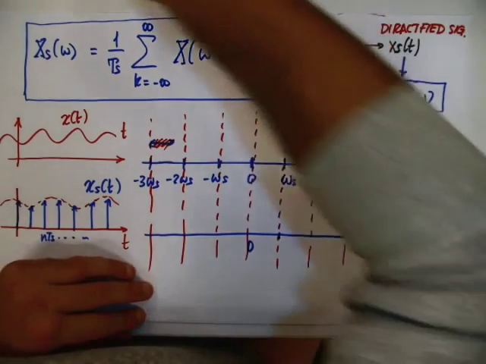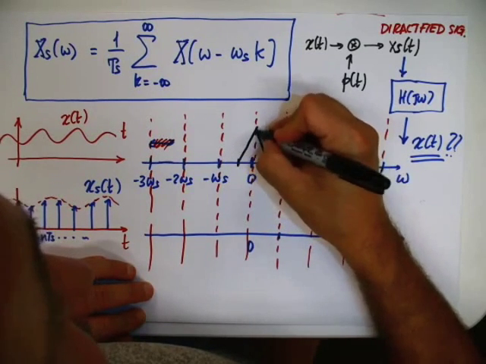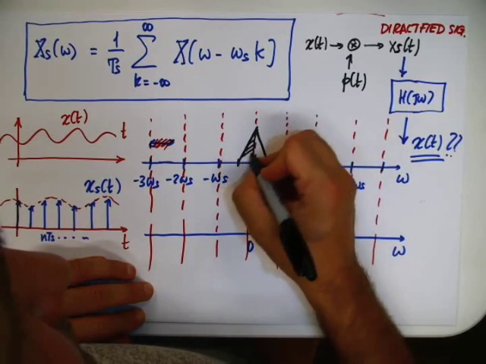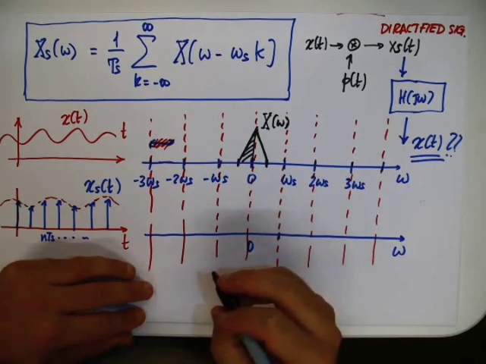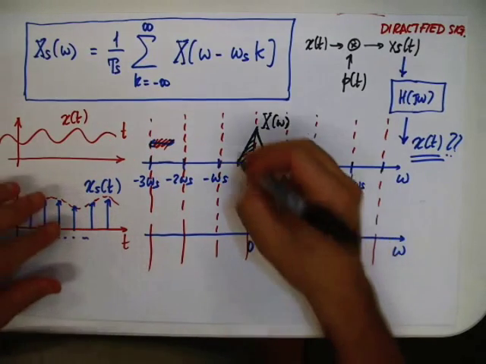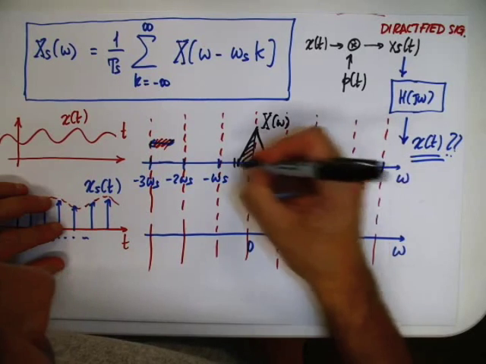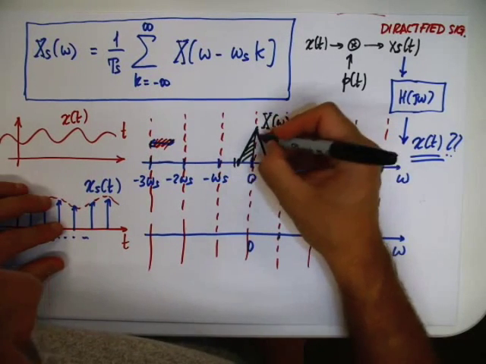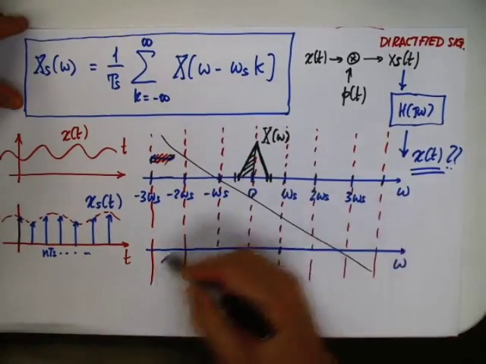Okay? Then here we assume that we have our original spectrum. This is X of omega, and I have to be careful now. I need to make sure that the way I draw it is right. I have to redo it again. Sorry, I made a mistake. Let me redo it again.